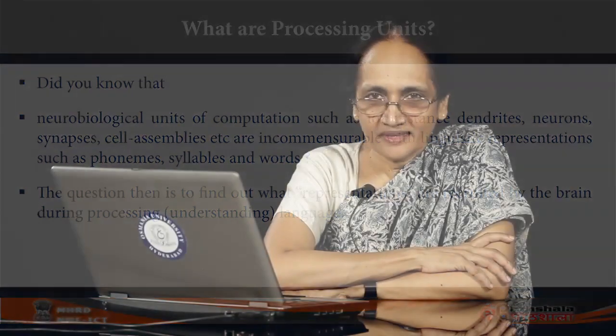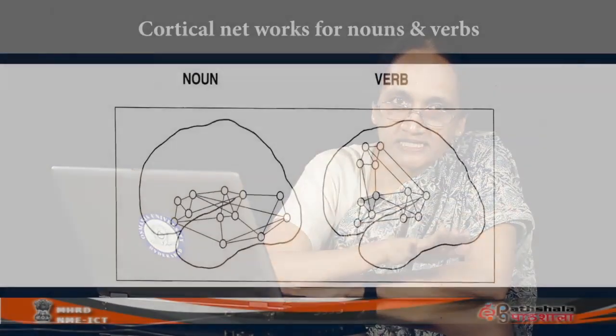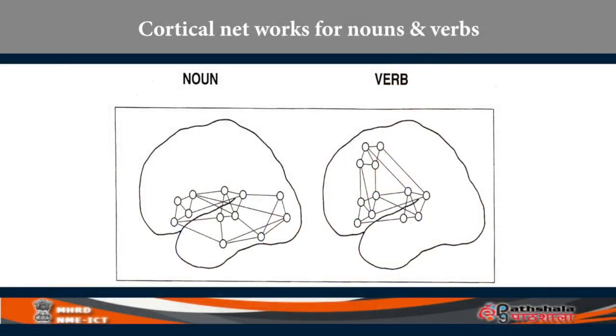Let us look at the neural representation of words as shown in the pictures on the screen. Notice the cortical network corresponding to nouns is very flat compared to the cortical network corresponding to verbs. Why is that? It's because verbs encode actions and actions activate motor cortex. So, the cortical network for verbs is going up a little bit. It's a little more vertical than that for nouns. So, these are the cortical networks for nouns and verbs on the screen. Study this picture carefully.